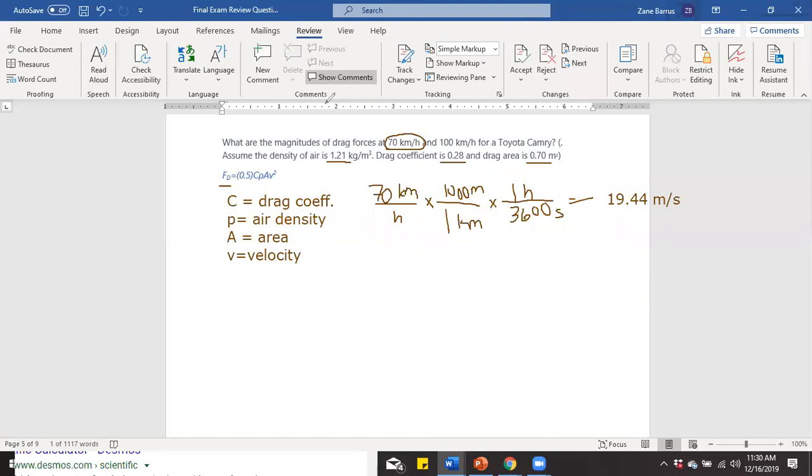So we now have our velocity. We already were given the drag coefficient, the density of air, and the area. So all I've got to do is plug everything in now. The drag force, or F sub D, is going to be equal to 0.5 times my C value, which we said was 0.28. Multiply that by our air density, which is 1.21. Multiply that by our area, which is 0.70. Multiply that by the square velocity, so 19.44 squared. Very long equation, but you're just multiplying, so this shouldn't be too bad.